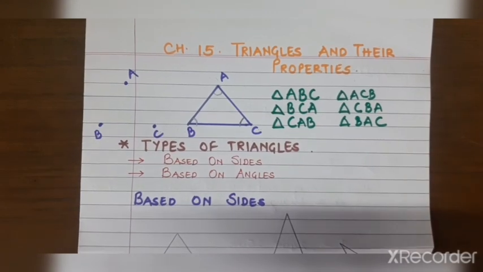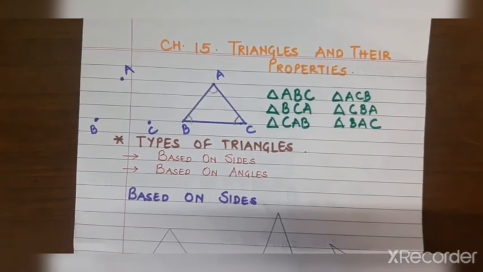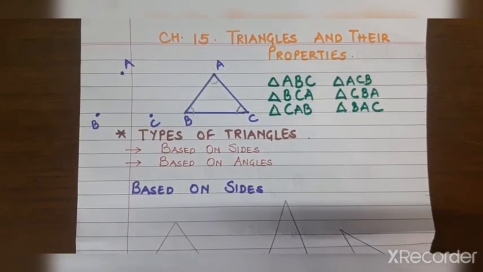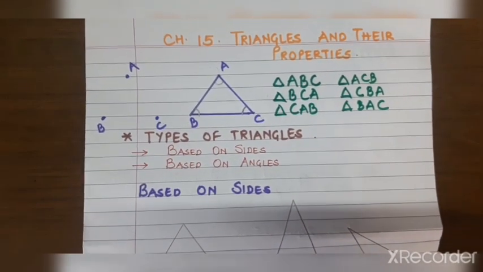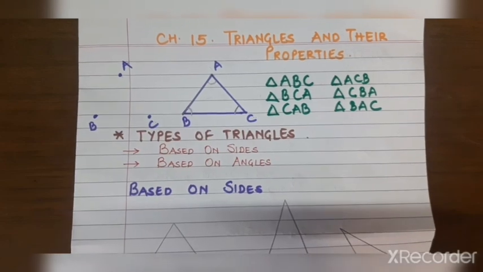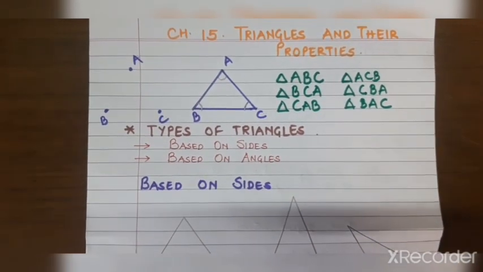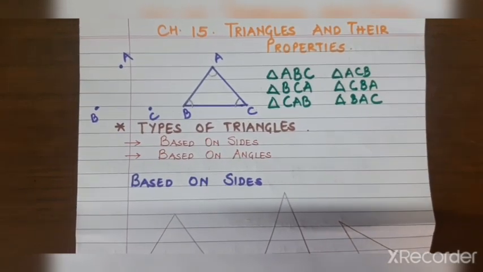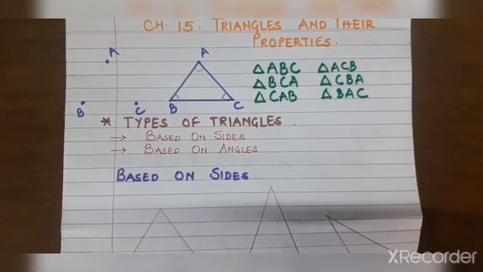The triangles. The types of triangles are based on two things, that is, depending on their sides and depending on their angles. Now we will first study the triangles based on their sides. There are three sides of a triangle. Do you agree? Yes.